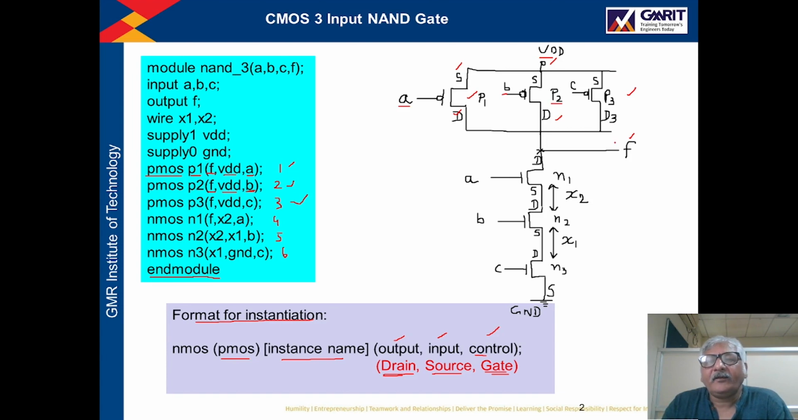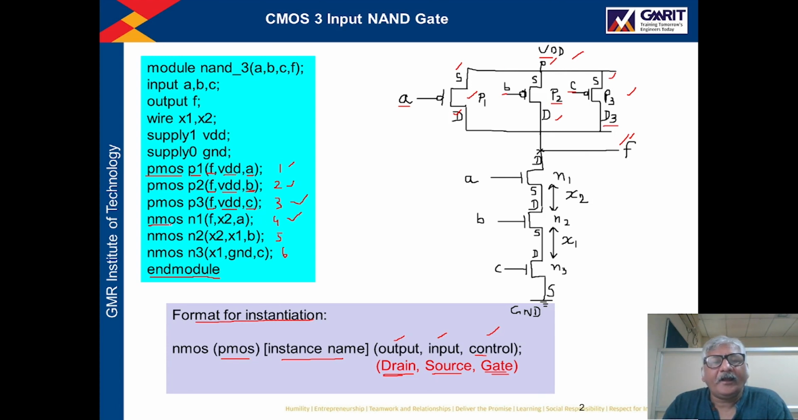Same way for the third instantiation, it is for P3. The sequence will be drain, source, gate. So drain is connected to F, source is connected to VDD. So F, VDD, and gate is connected to input C. This is C.